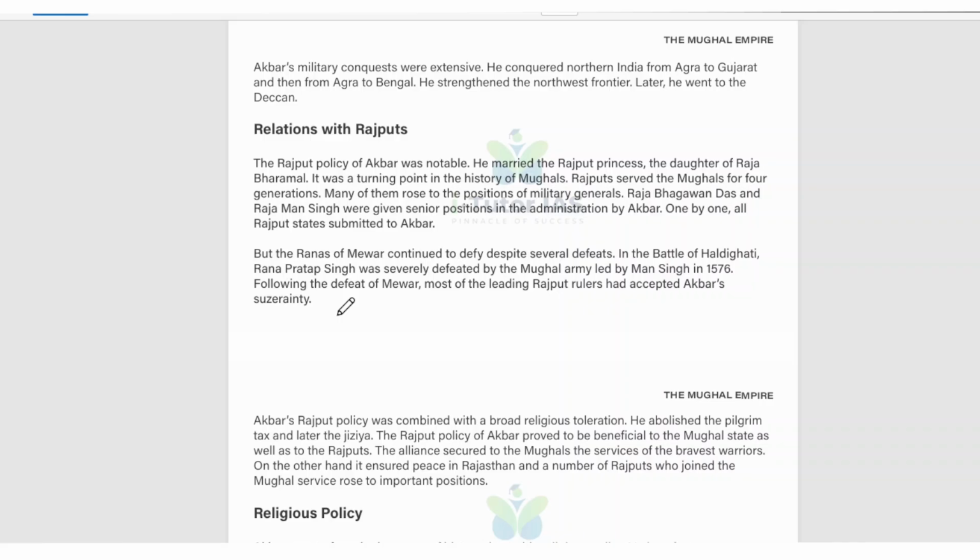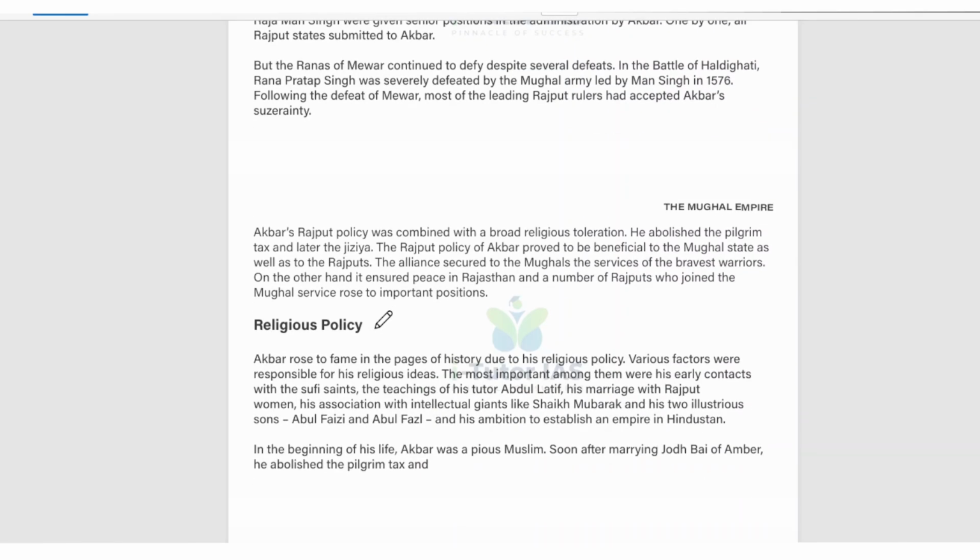But the Rana of Mewar continued to defy despite several defeats, and in the Battle of Haldighati, Rana Pratap Singh was severely defeated by the Mughal army led by Man Singh in 1576. Following the defeat of Mewar, most of the leading Rajput rulers accepted Akbar's suzerainty. Akbar's Rajput policy was combined with a broad religious toleration. He abolished the pilgrim tax and later the jizya.